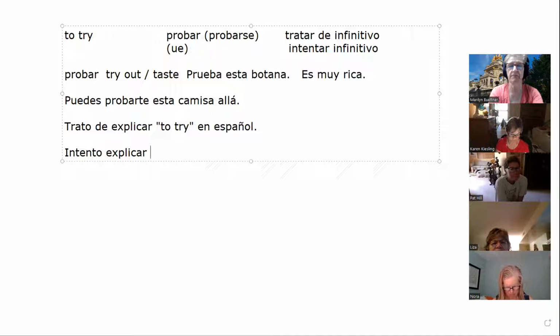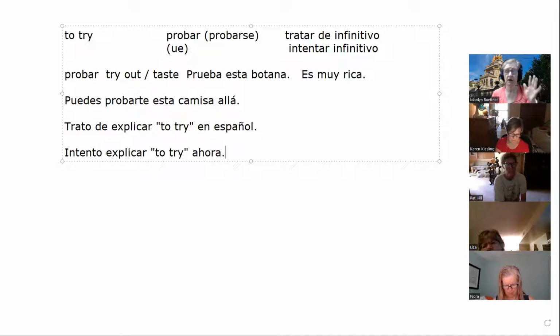I could also use intento. Intento explicar to try. Ahora, okay, intento explicar means the exact same thing. It doesn't need the little word de because that verb intentar doesn't need any kind of little preposition. Okay, so these last two are equivalent, son equivalentes, sí, son equivalentes. And you can use either one. It makes no difference which one you choose to use, but you do need to remember that to try to needs that little word de if we're using tratar.